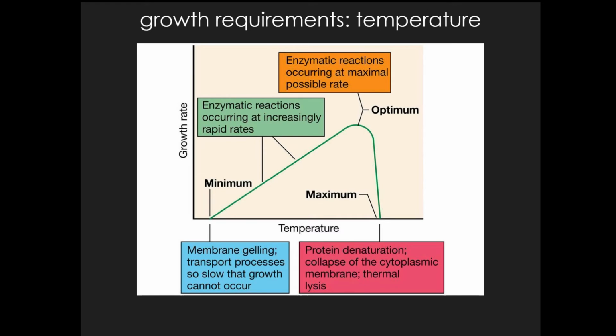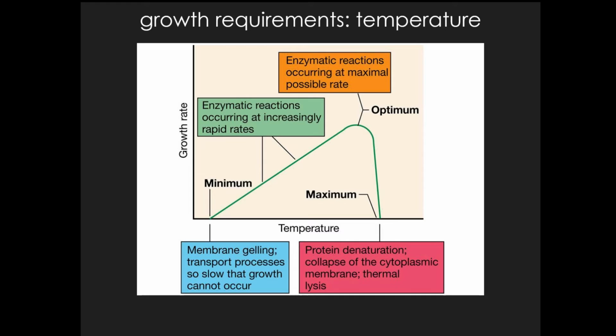Next up, we have temperature. And the reason that temperature is important to microorganisms is that temperature has an effect on enzymes. And that's something that we talked about in the metabolism lecture a little bit. At optimal temperature, enzymatic reactions are occurring at a maximal rate. Anything above that optimum is in danger of denaturing the proteins and perhaps lysing the cell due to heat.